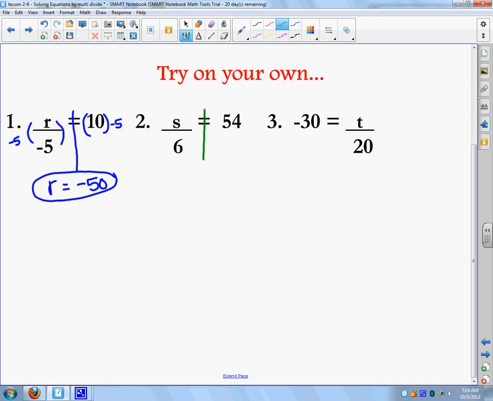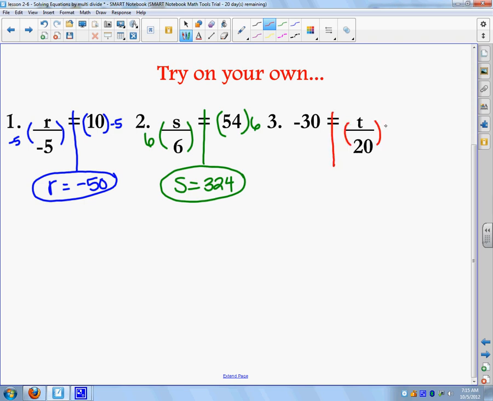For this one, I am going to multiply both sides by 6 because that is my denominator again. So s equals 54 times 6, which I don't know, 324. And then this last one, I'm going to multiply both sides by 20. So that is t equals negative 600.